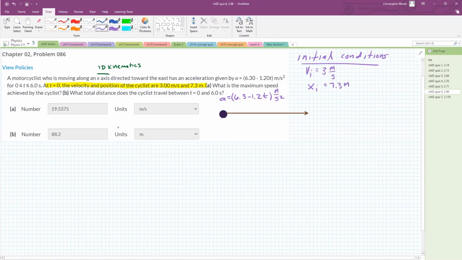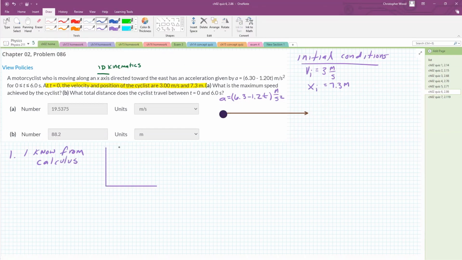Part A is what's the maximum speed by the cyclist? This should maybe ring a bell. I know from calculus, let's just say that I have a graph. I know from calculus, so I have just a generic graph right here. And let's just say this is a graph of velocity versus time.